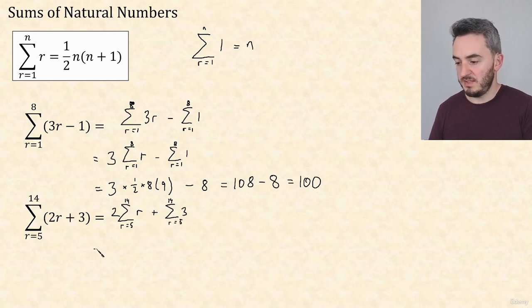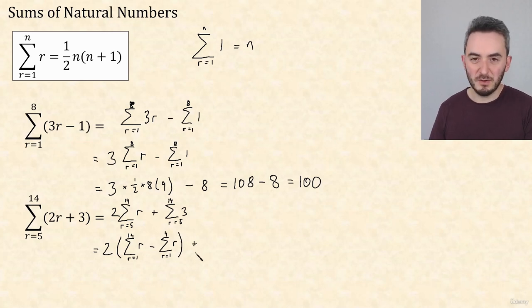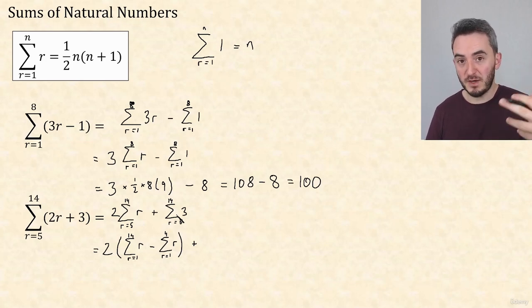Now we do our splitting. So that's 2 times, and we'll say that's the sum from r equals 1 to 14 of r's, minus the ones we don't want, which is the sum from 1 to 4, plus, and this one, you could do that, but it's probably easiest to just say, how many terms have you got from 5 to 14? Careful, it's not 9, it's 10, because it's including the 5 and the 14. So it's 10 of these times 3 is 30. So we've got a plus 30 there.